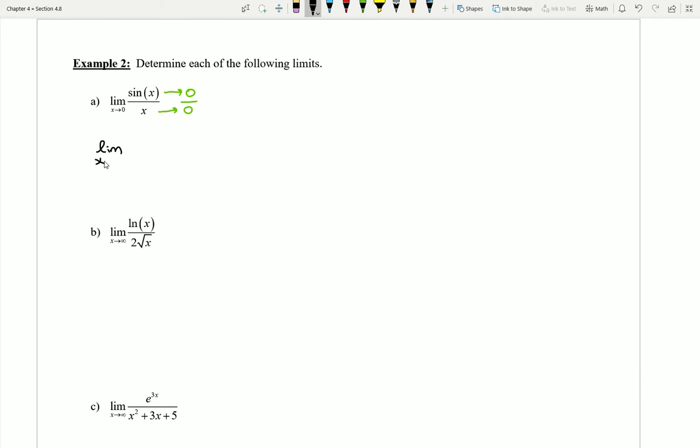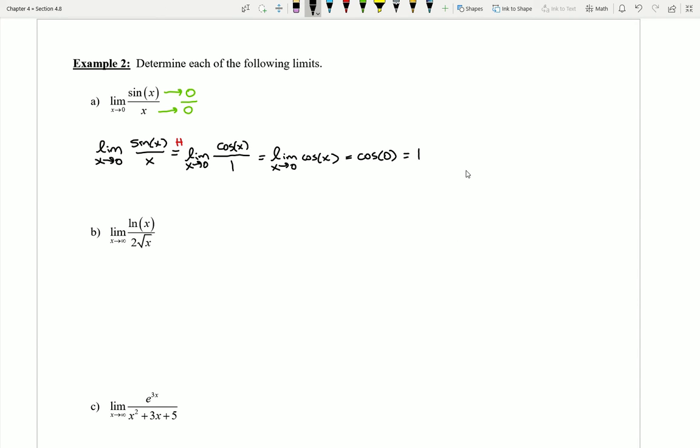So I'll start here by saying that I want the limit as x approaches 0 of sine of x over x. And by L'Hopital's rule, I know that that's going to be equal to a new limit, where again I just take the derivative of the top and the derivative of the bottom. Now the derivative of the sine is just the cosine, and the derivative of x is just 1. So I really just have here a limit, as x approaches 0, of the cosine of x. And this then should be equal to the cosine of 0, and the cosine of 0 is 1. So I get that this limit is 1.